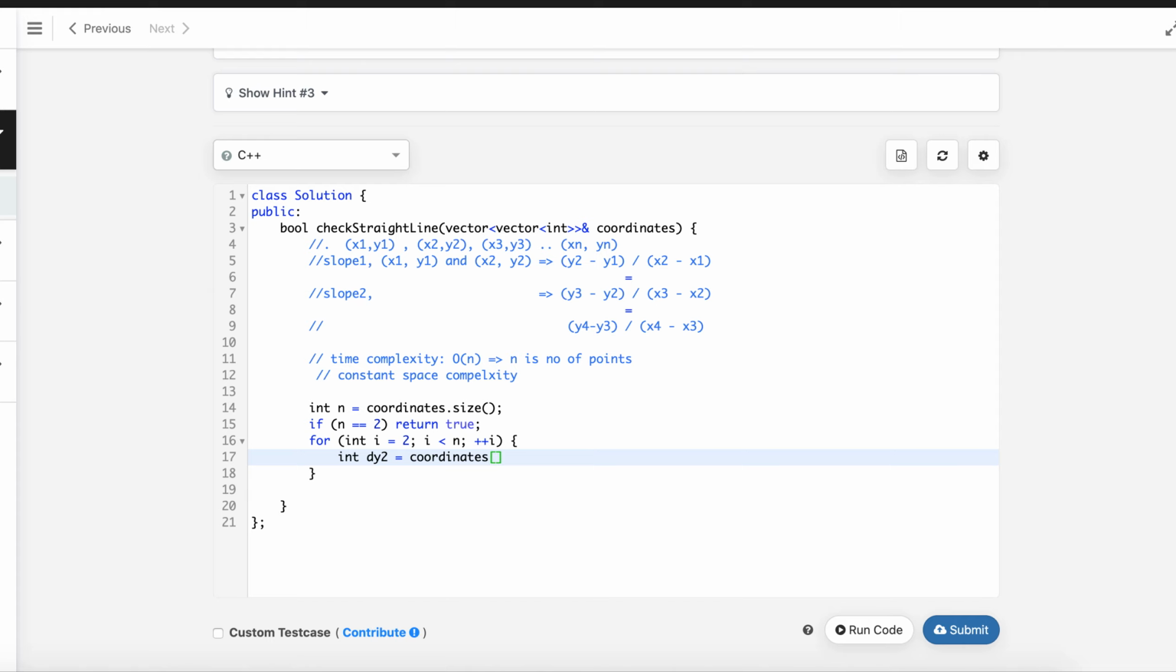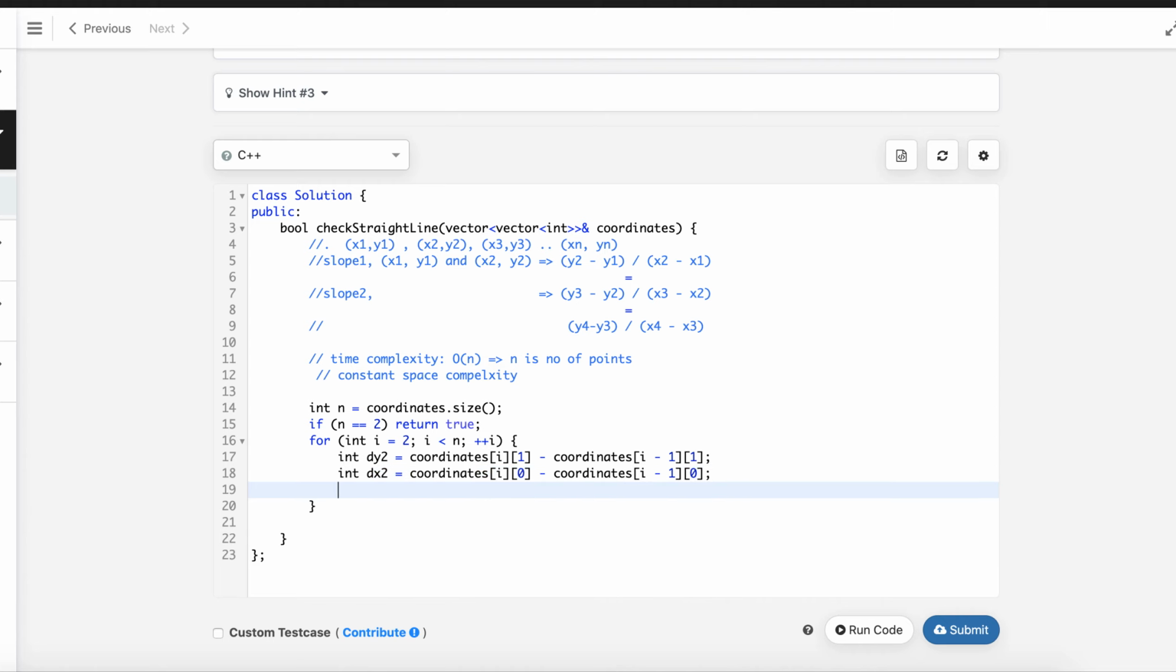Coordinates is a vector which has two entries per point. So the current one with value 1 minus the y just before this, I minus 1, first value, and dx2 will be equal to the same thing: coordinates I 0 minus coordinates I minus 1 0. We calculate dy2 and dx2.